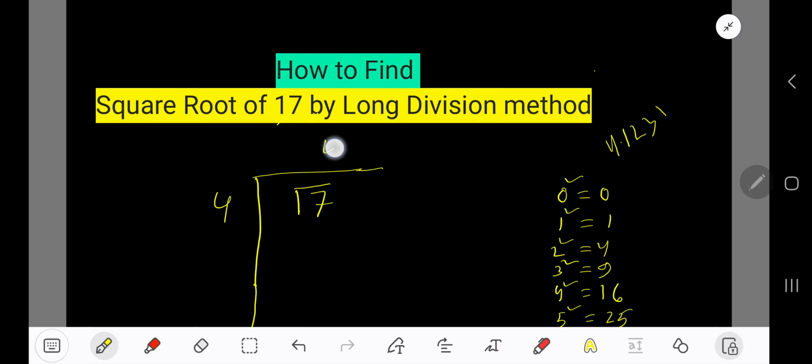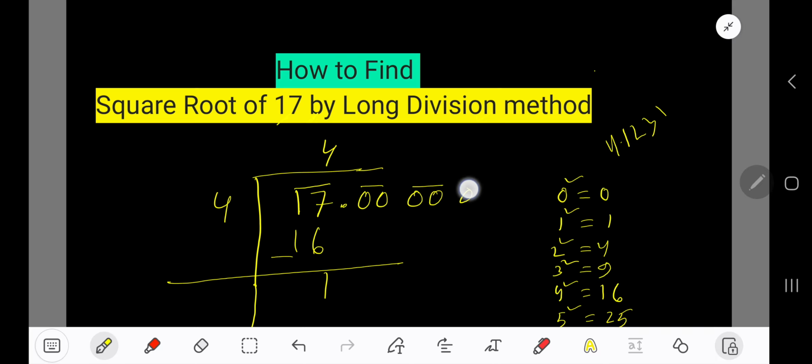So the same digit will come to the quotient side also. 4 times 4, 16. Subtract, 1. To continue this process, take a decimal and add pairs of zeros. You can take any number of pairs of zeros. Bring down the first pair. Before this pair there is a decimal, and the decimal must come to the quotient directly.